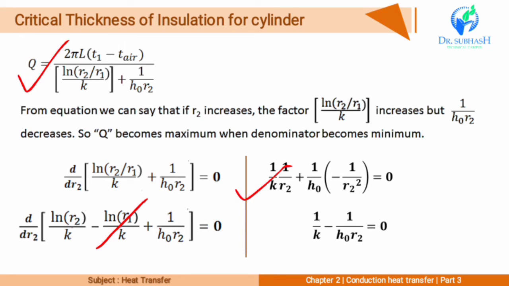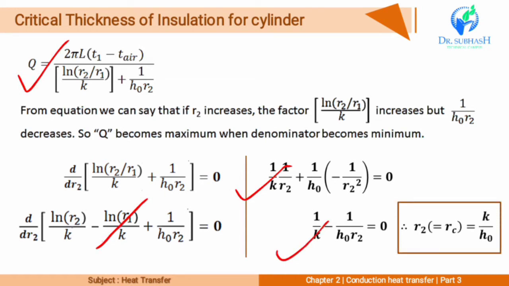By further simplification we get 1 by K minus 1 upon h_o R2 equal to 0. Here take 1 upon R2 negative and so we get this term. Finally R2, that is equal to critical radius, is equal to K by h_o. That is the most important equation. That relation represents the condition for minimum resistance and consequently maximum heat flow rate.